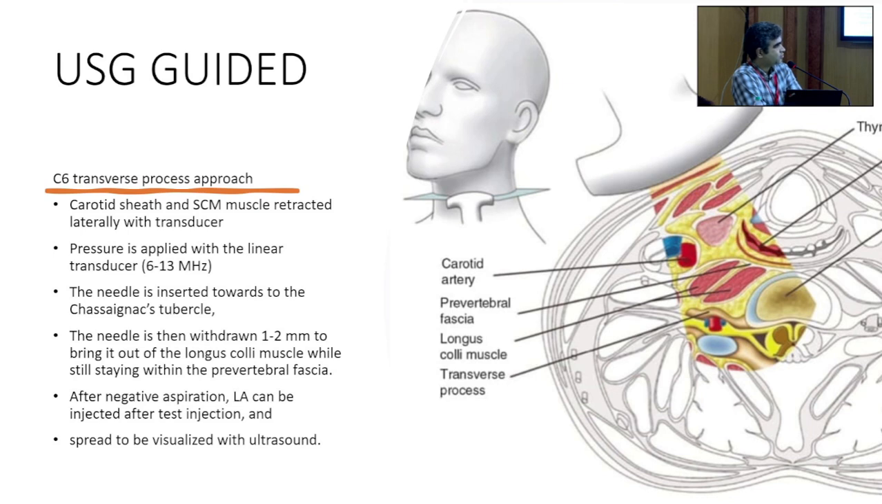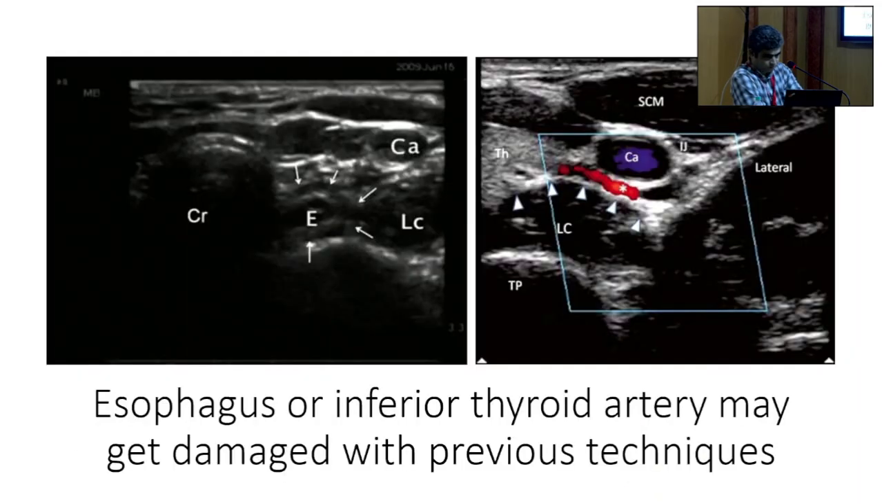So this is how you give the USG guided block. The carotid sheath and sternocleidomastoid muscle are to be retracted laterally with the transducer. Pressure is applied with the linear transducer probe. The needle is inserted directly toward the C6 tubercle. Then it is withdrawn slightly, and after negative aspiration, LA can be injected and the spread visualized with the ultrasound. So again, this is the trachea, this is the esophagus, the longus colli muscle, prevertebral fascia, this is the thyroid, carotid, and so on.